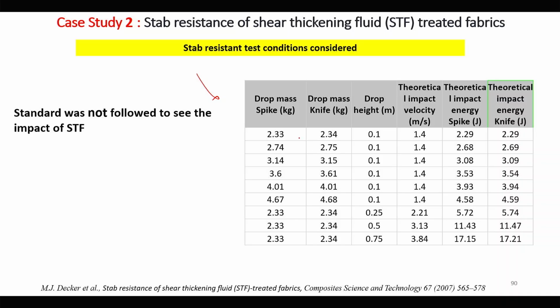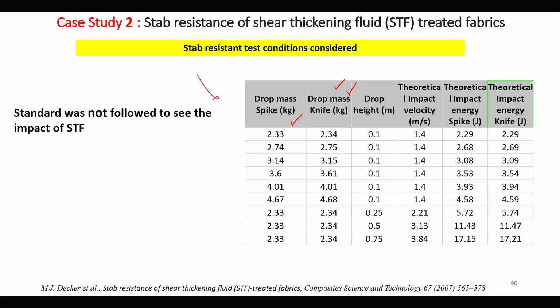The drop mass was changed because there is a study to see the impact of STF. So, the drop mass weight was varied, but in the standard the drop mass weight is fixed. So, drop mass, knife. This is for spike, this is for knife.